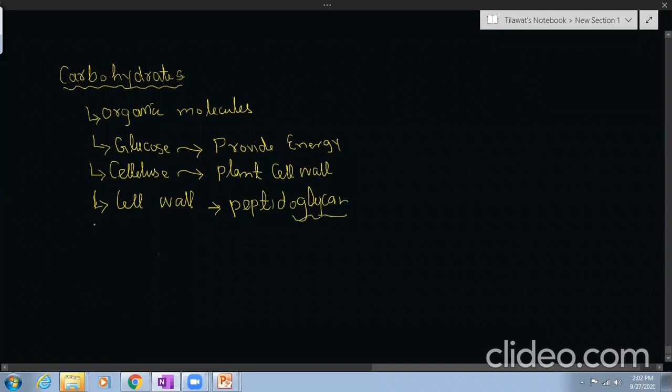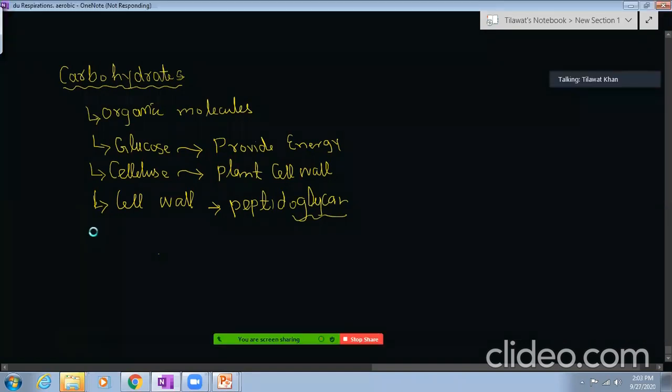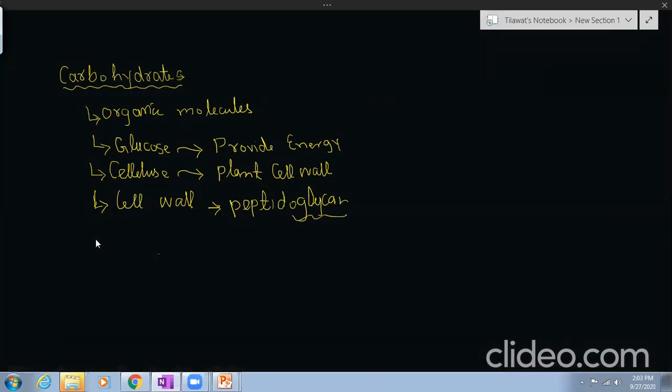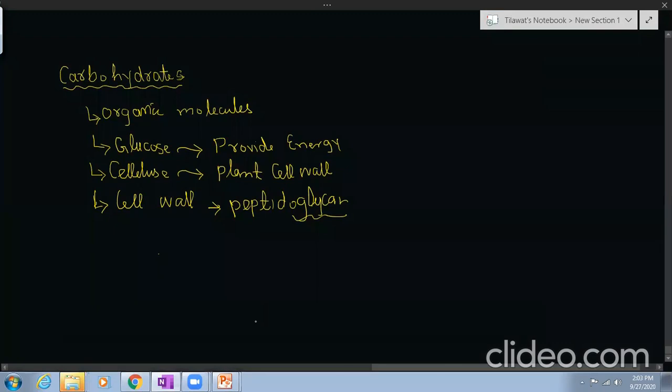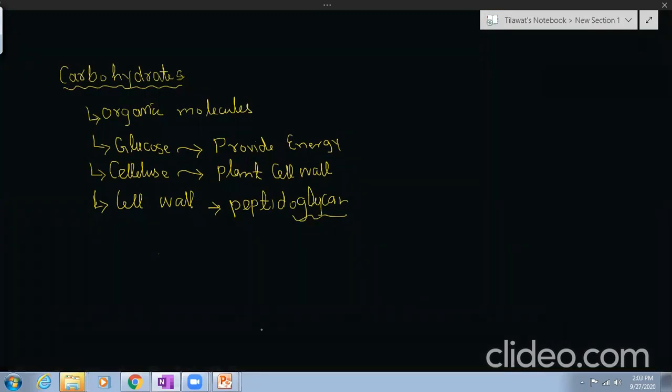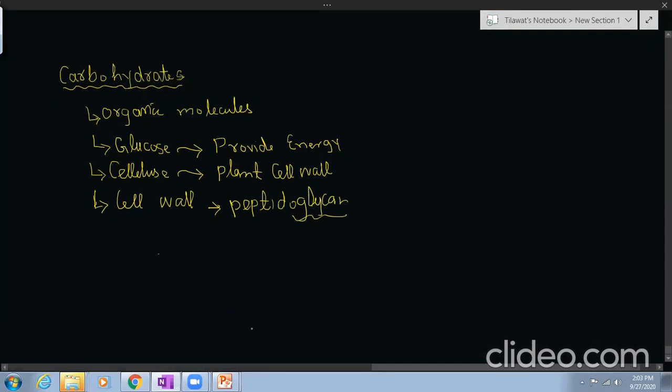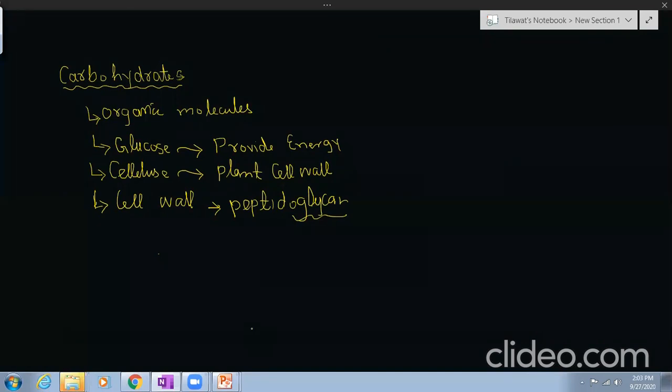Is it clear? And there are also different types of glycoprotein in our cell membrane. Okay, so it means carbohydrates also play an important role in our structure formation, right? In different parts of the cell. Is it clear?